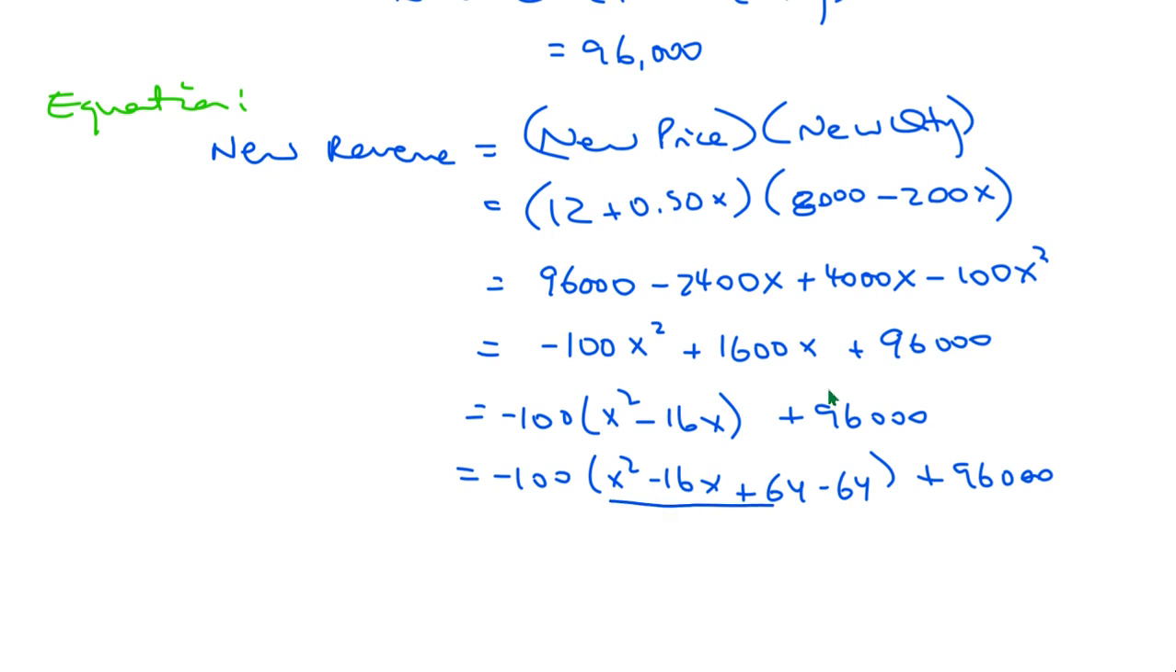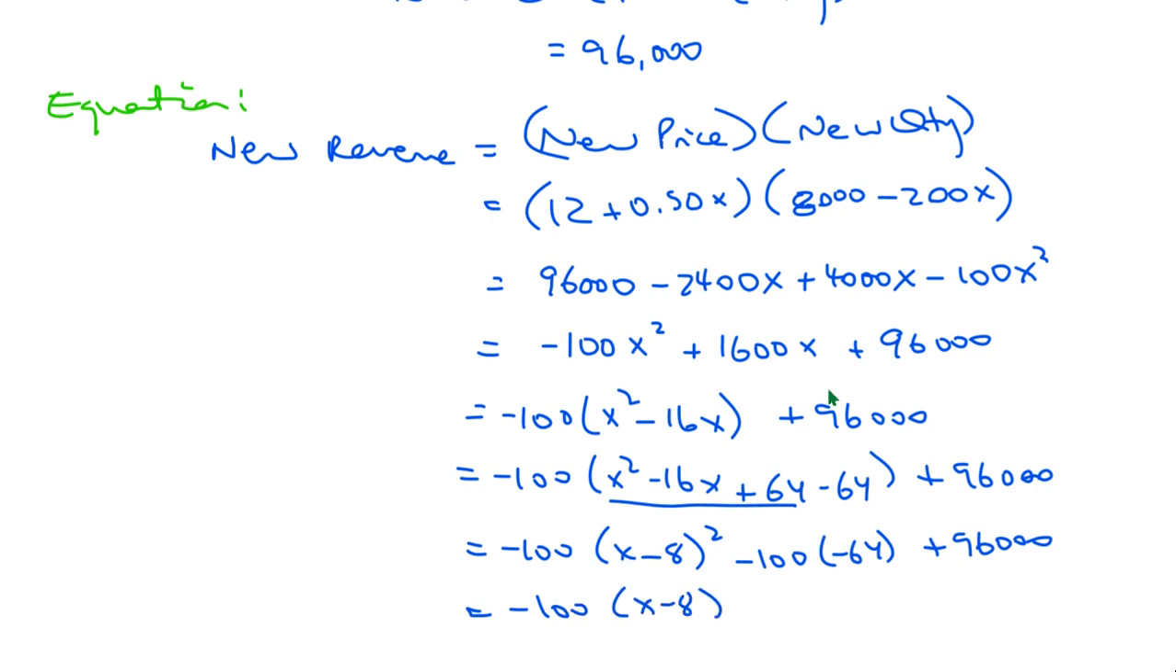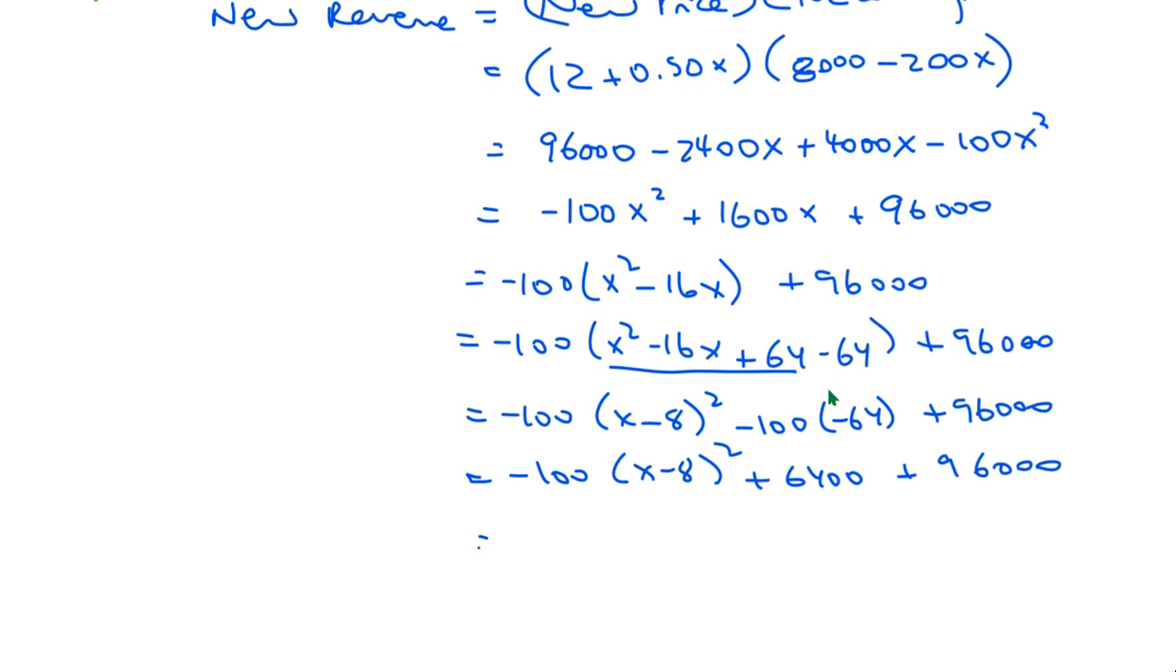Now, this trinomial right here is going to be (x minus 8) squared, and then I have negative 100 times negative 64 plus 96,000. Now I have negative 100 times (x minus 8) squared plus 6,400 plus 96,000, which gives me my vertex form: negative 100 (x minus 8) squared plus 102,400. And so therefore my vertex is (8, 102,400).